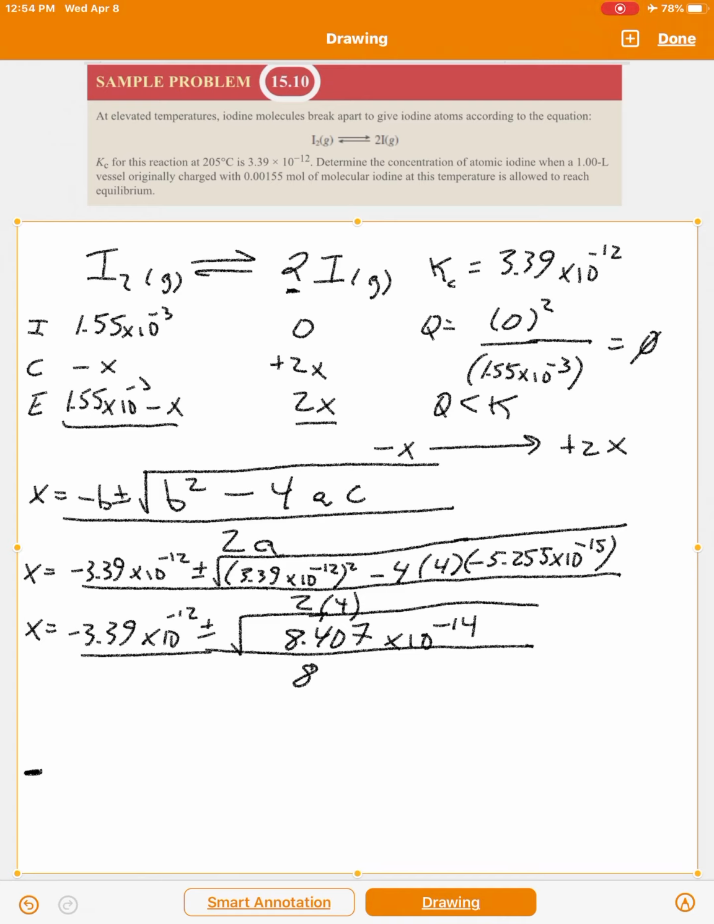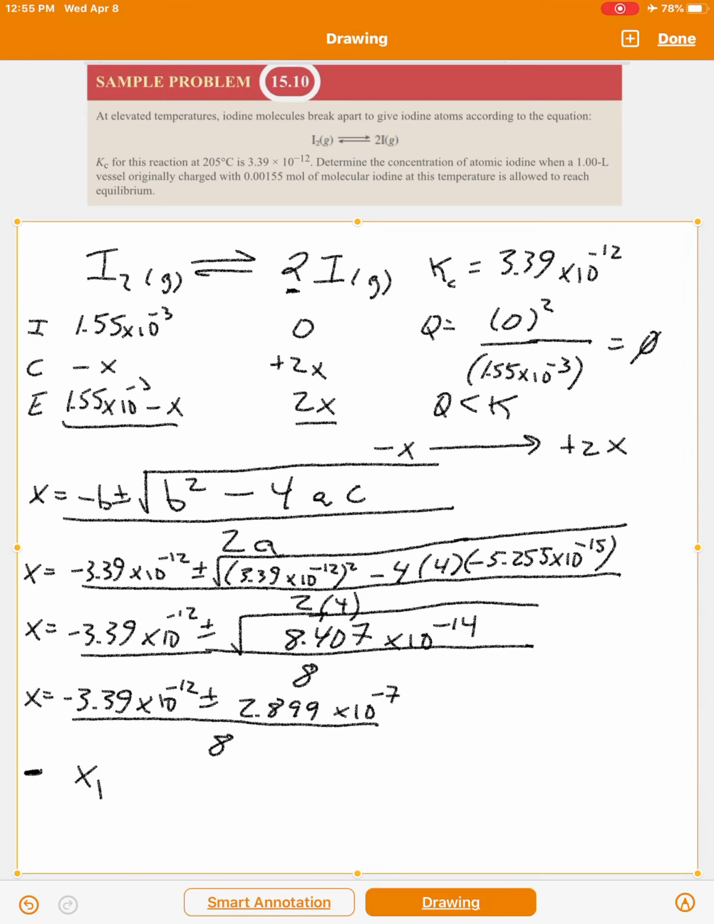When you take the square root of 8.407 times 10 to the minus 14, you get around 3 times 10 to the minus 7. So x then becomes minus b plus or minus 2.899 times 10 to the minus 7, and then again, that's over 8. Okay, so now we have two solutions to it. We have the positive solution and we have the negative solution.